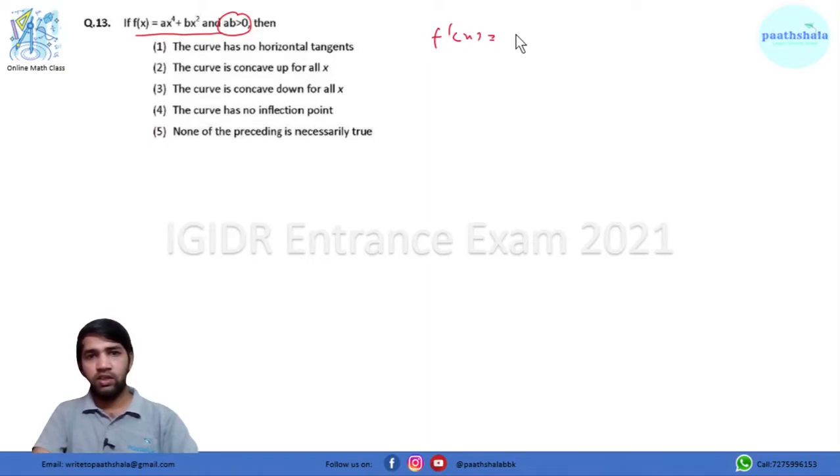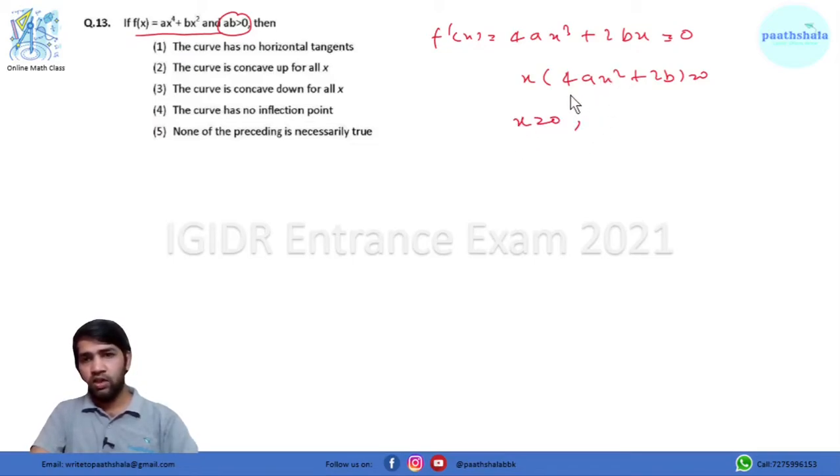So we will get here 4ax cube plus 2bx. Now equate it equals to 0. So if we equate it equals to 0, we can take x as common, and this will be 4ax square plus 2b equals to 0. So from here you will get x equals to 0, and this component will give you imaginary result. Okay, so leave this thing.